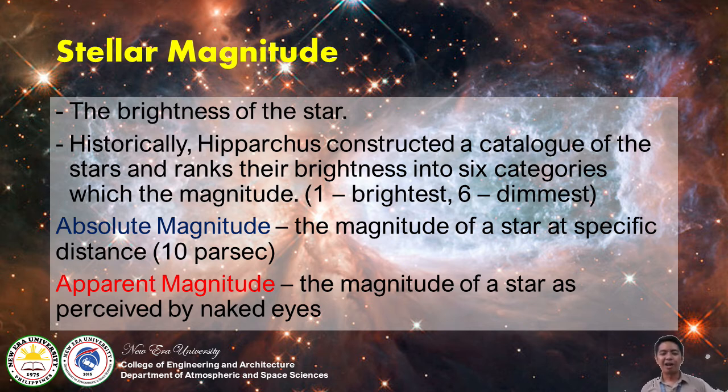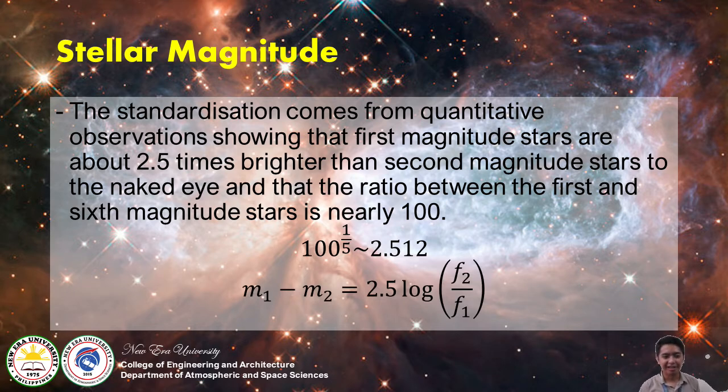So, what are some examples? We have Sirius at negative 1.4, and the full moon at negative 12. Okay, so as the numerical value decreases, or goes toward the negative number line, the brightness increases. By what factor? By 2.5 times. Okay? So the standardization comes from the quantitative observations showing that the first magnitude stars are about 2.5 times brighter than second magnitude stars. So therefore, a first magnitude star is 100 times brighter than a sixth magnitude star. By that, we can determine the magnitude of a star based on two stars.